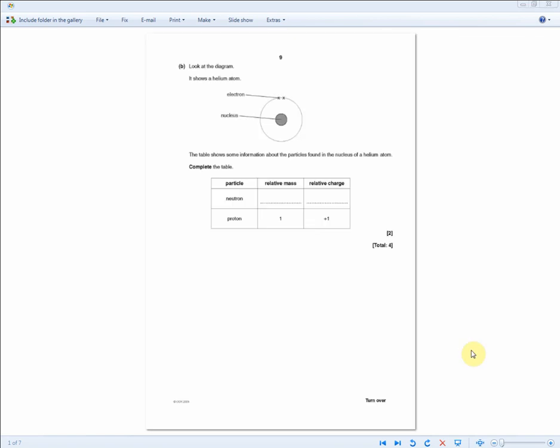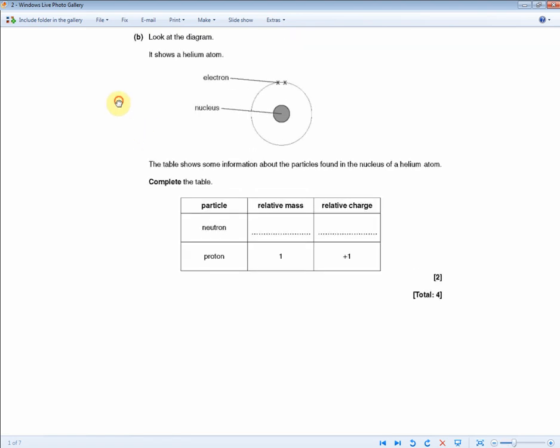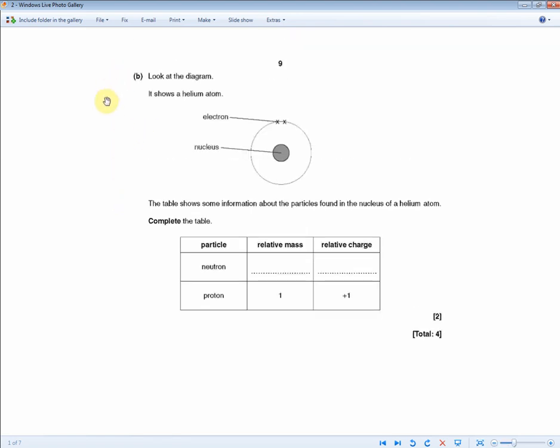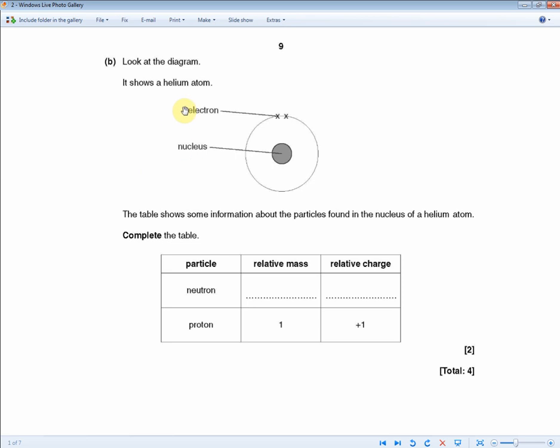The next question is worth two marks, where there's two gaps to fill in, one mark for each gap filled in. So the question reads, for the two marks, look at the diagram. It shows a helium atom, where the outer shell is the electrons and the nucleus contains the protons and the neutrons. The question then continues to read, the table shows some information about the particles found in the nucleus of a helium atom. Complete the table. So you've got the neutron and the proton. You're told that the proton's relative mass is 1 and the relative charge is plus 1. So now you have to fill in the information for the relative mass and charge for the neutron.